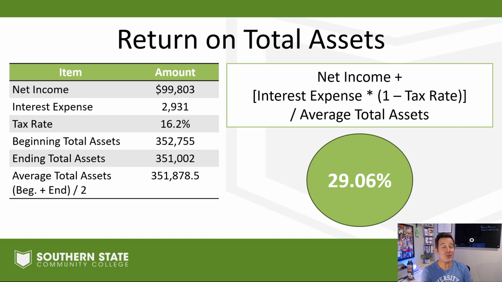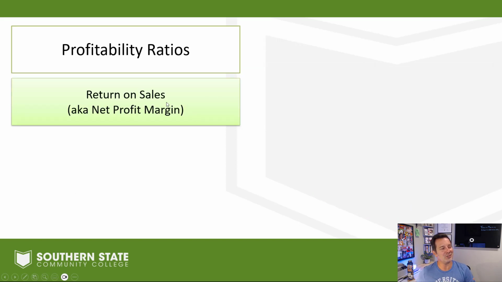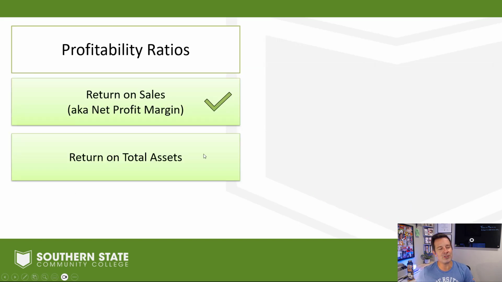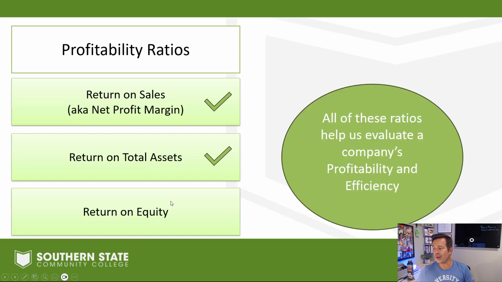And so your return on assets is 0.014%. Apple's, on the other hand, is 29%. You are not the same. Profitability ratios, return on sales, we've covered that one. We've covered return on total assets. Let's go ahead and do return on equity.